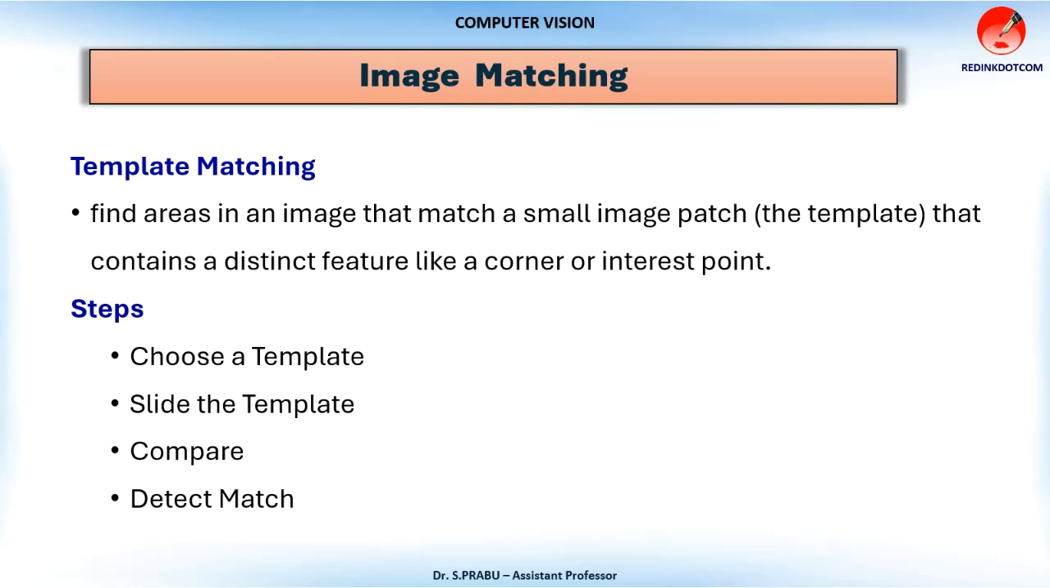The process is simple. First we choose the template from the image, then we slide the template across the entire image. At each position, we compare the template with the region of the image. Finally, if the similarity is high enough, we detect the match. This method is widely used for object detection and recognition tasks in computer vision.